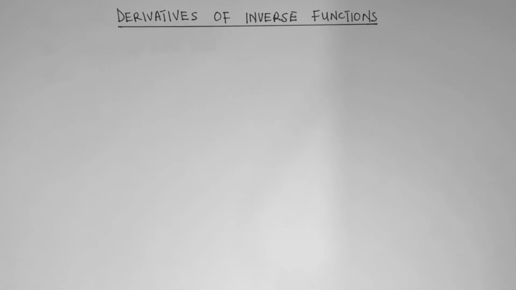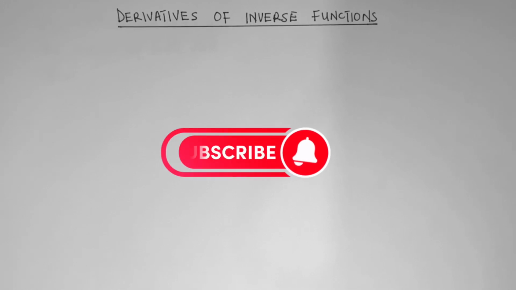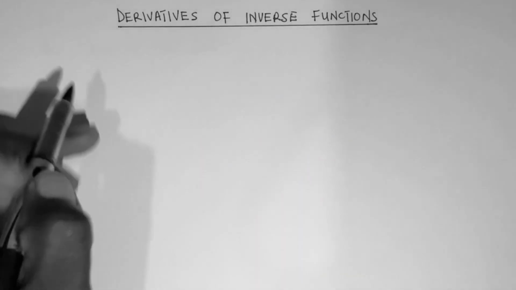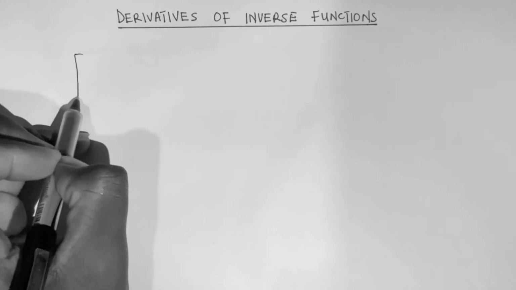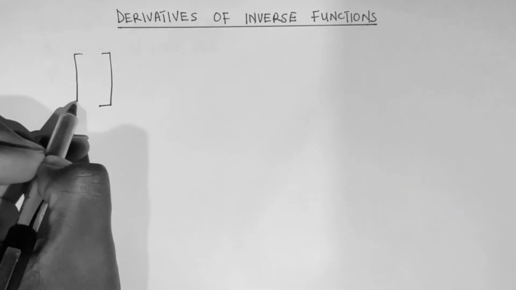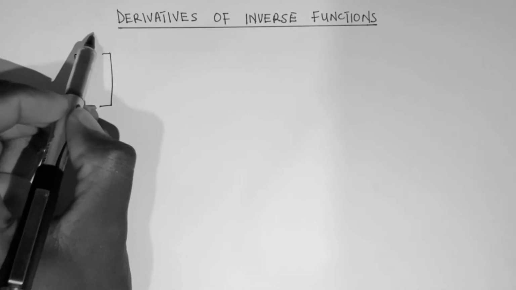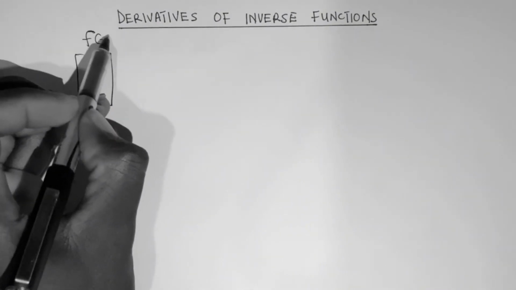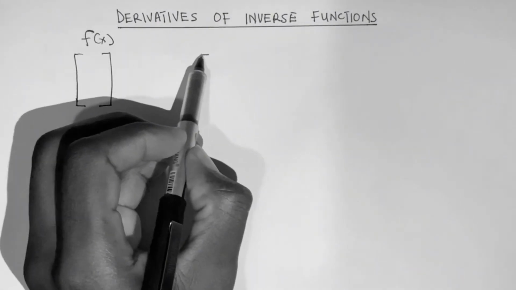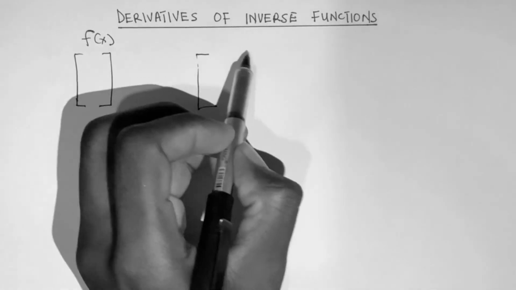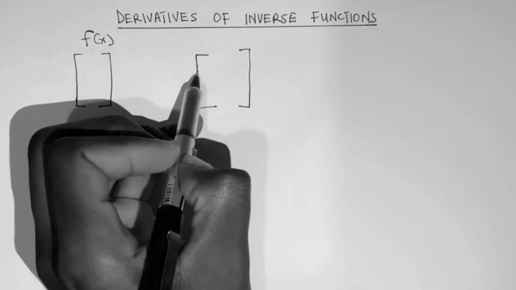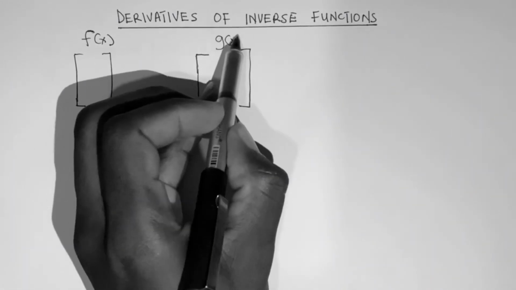In this video, we are going to talk about how to differentiate the inverse functions. What is an inverse function? Let's assume that we have a certain function, f of x. So this is the function f of x. And then this is also another function that contains some elements. Let's say g of x.